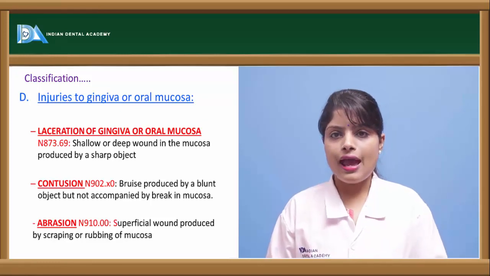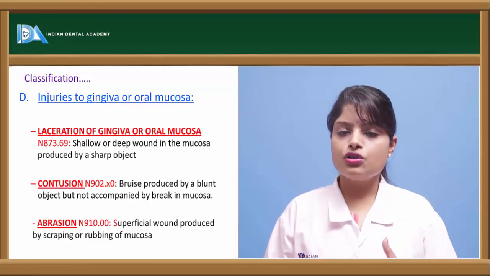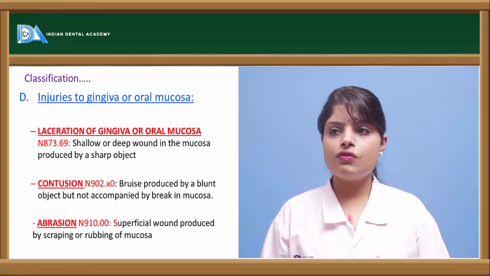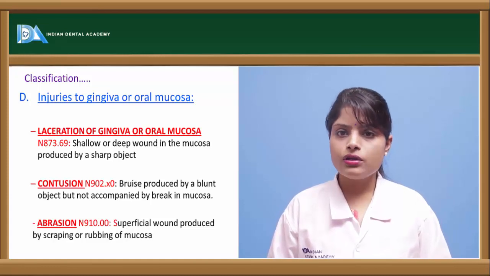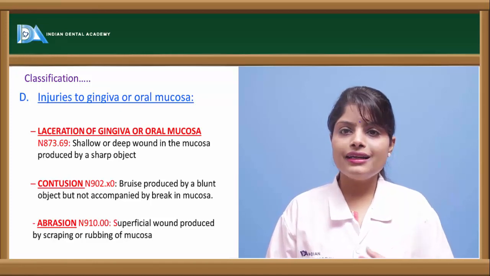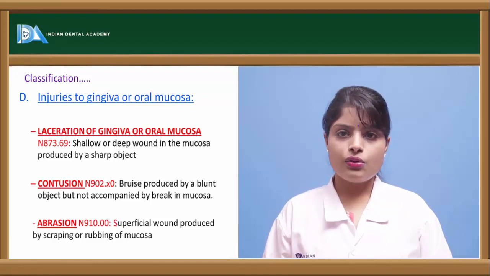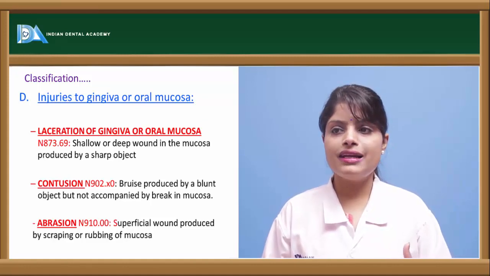Then abrasion. Abrasion means the diminution of the superficial layers of the mucosa. It is a more superficial wound than the laceration, and it is brought about due to frictional injury. And contusion is a blunt injury, which is brought about by a blunt object, which further leads to internal hemorrhage, which may lead to bruises or break in the mucosa.